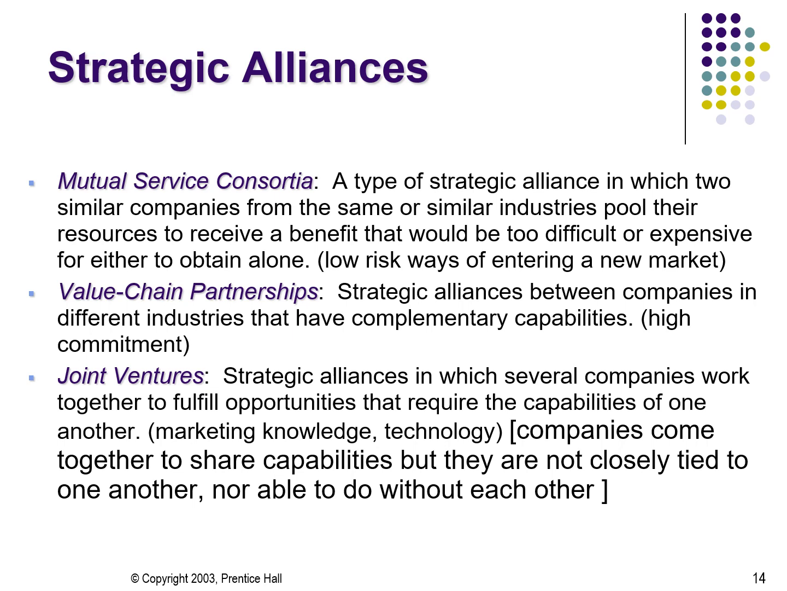Finally, we have joint ventures, and this is what I was kind of referring to a little bit more when I was talking about media examples. It's a strategic alliance in which several companies work together to fulfill an opportunity that requires their capacities of one another. Marketing, knowledge, technology. Companies come together to share capacity, but are not closely tied to one another, nor able to do it without each other, and are likely to also come back apart once the project is actually finished. So these are just another way or set of ways to kind of think about how organizations are actually structured.